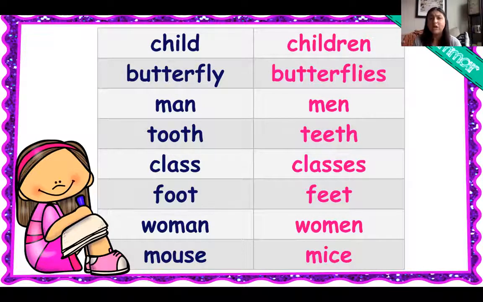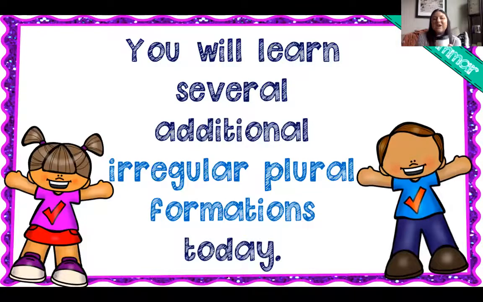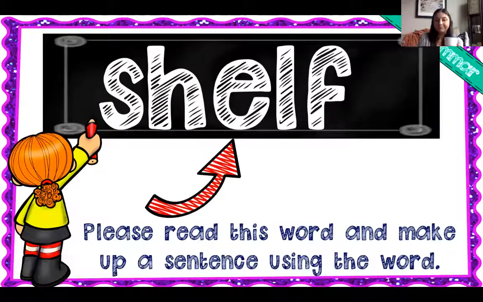Like, I would not say I have many childs. No, they're children. I would not say I need to go brush all my tooths. Be like, Miss Catrone, what? No, I need to go brush my teeth. I wouldn't say, oh my gosh, I saw 6 mouses. Mice. Also, the one goose. At the dog lake park, I saw 25 gooses. No, I saw geese. Alrighty. So we're going to learn several additional irregular plural formations today.